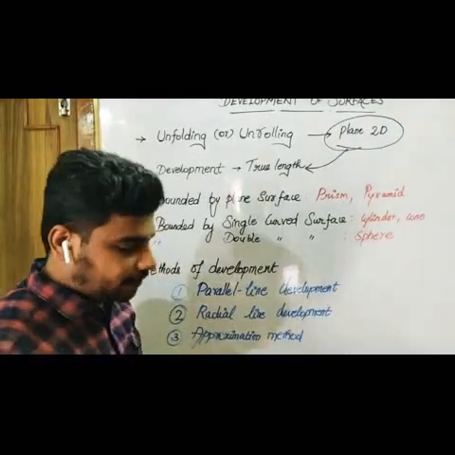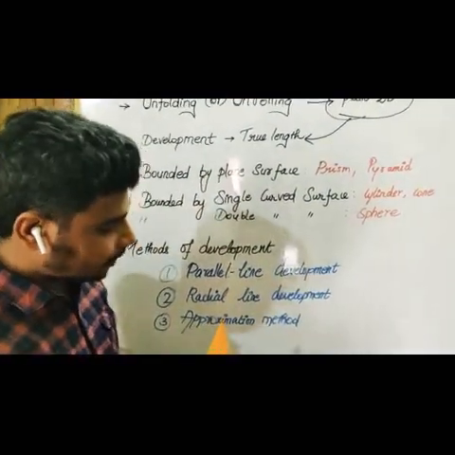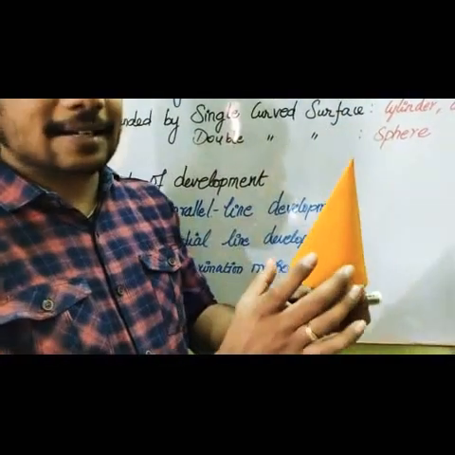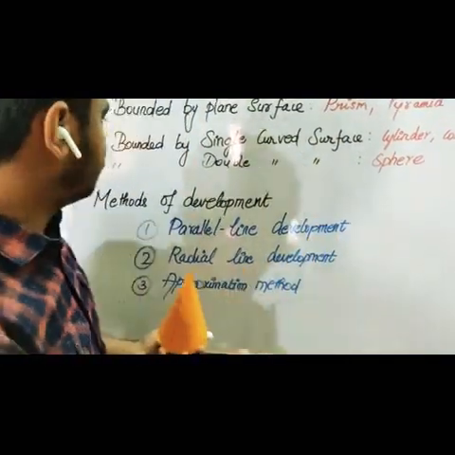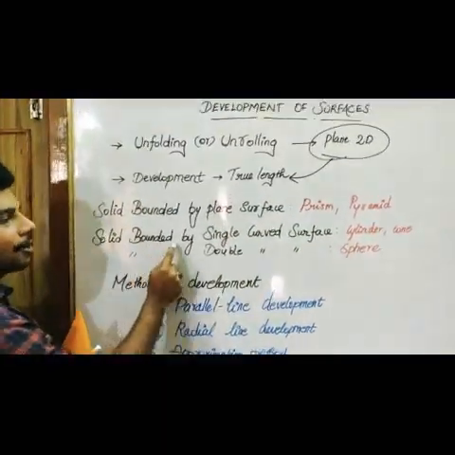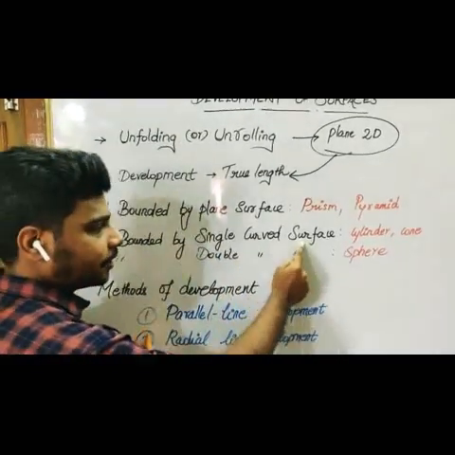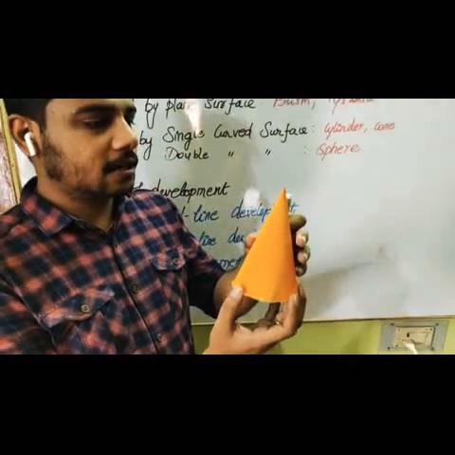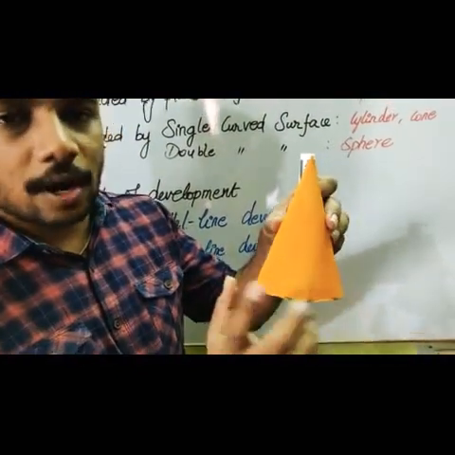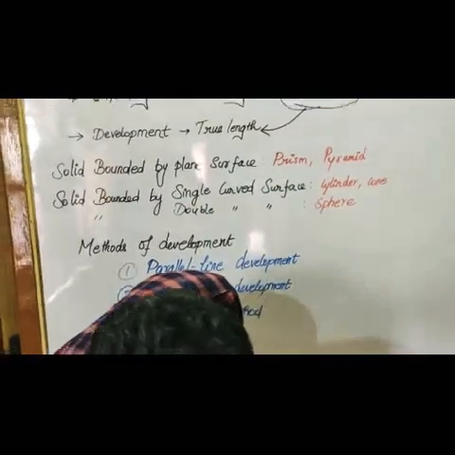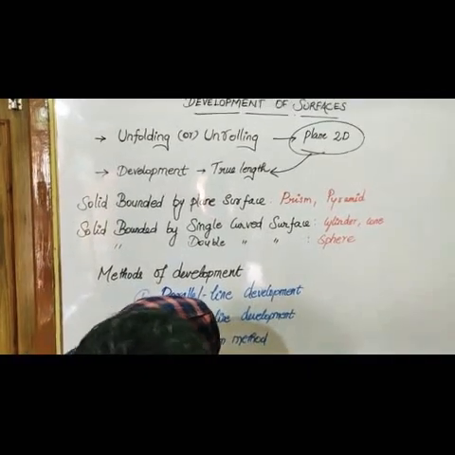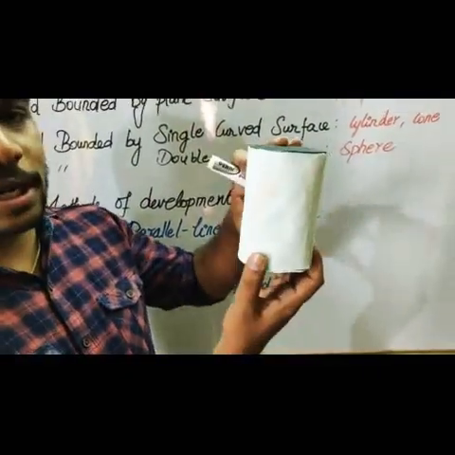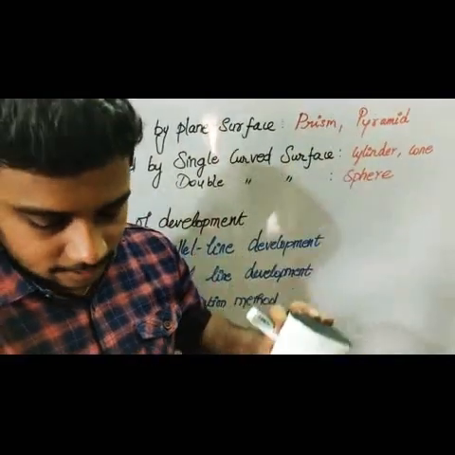The second category is a solid bounded by a single curved surface, that is, a cylinder or cone. A cylinder or cone has only one curved surface. Here you can see the cylinder, bounded with only one curved surface.